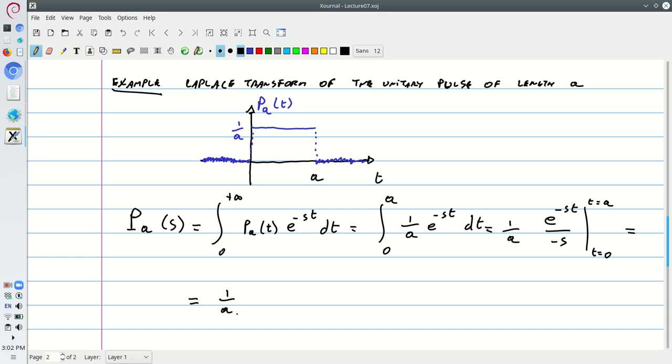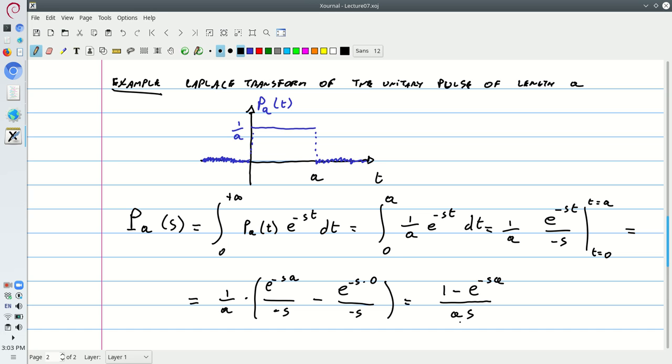This is given by 1 divided by a times, and now we don't have any problems of anything that is going to diverge, because if I replace t with a, here I get exponential of minus s a divided by minus s, minus, and now I have to replace t with 0, so I get exponential of minus s times 0. So if I want to write this better, exponential of minus s times 0 is 1, minus and minus go away, so I write this as 1 minus exponential of minus sa divided by, I have minus s, so here I have as.